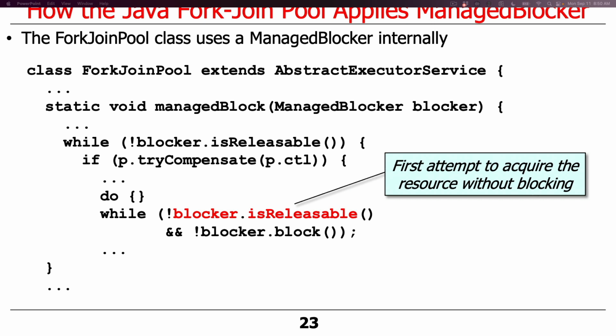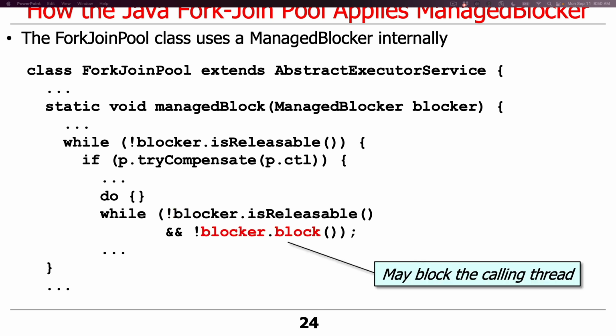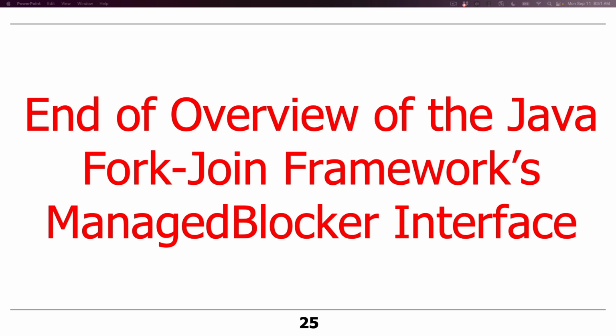And you can see here, once that happens, we go into a do-while loop. While the blocker is not releasable, we're going to go ahead and call the block method. Rather, the ForkJoinPool managedBlock mechanism is going to call the block method on the ManagedBlocker parameter, and that may indeed block the calling thread. So at this point, we've compensated. There's an extra thread that's created, but we may block now, which is OK because we've added an extra thread. So that's the end of the overview of Java's ManagedBlocker interface and the mechanism that implements it under the hood.